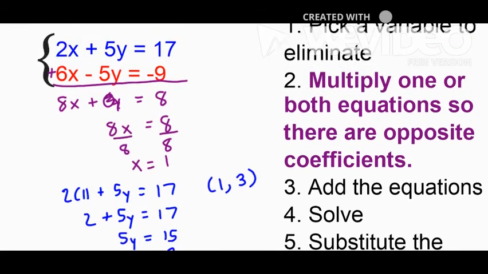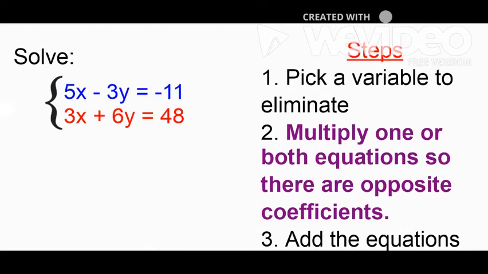Let's take a look at another example of elimination. In this example, I'm going to start by picking a variable to eliminate. Now, if I'm looking at both of these equations, I don't have opposites. 3 and 5 are not opposites. Negative 3 and 6 are not opposites. So this is where I'm going to have to think a little bit about step 1 and 2. Step 2 says multiply one or both equations so there are opposite coefficients. Now, just like before, I can do something a little different here. It is possible for me to multiply a whole equation by a number. That's perfectly fine, so long as I do it on both sides of the equals, I preserve equality.